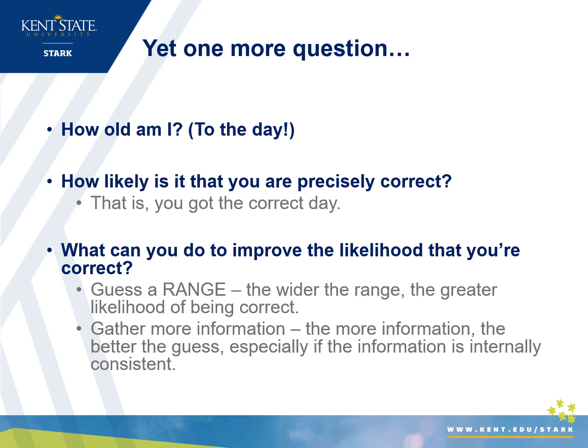Another option for improving the likelihood that you are correct is to gather more information. My CV doesn't list my birthday, but you can make a guess from my graduation year how old I am, or you could use the fact that I have 4 kids, and so on. The more information you have, the more likely you are to come up with a reasonable range, and that's especially true if the information is internally consistent. In effect, each piece of information confirms the suspicions from the other pieces you have, making you more confident in your answer.